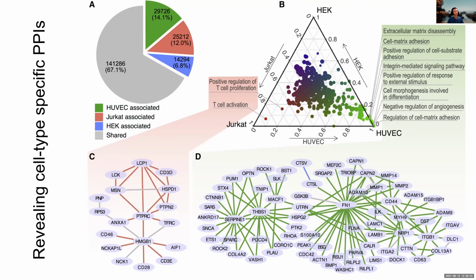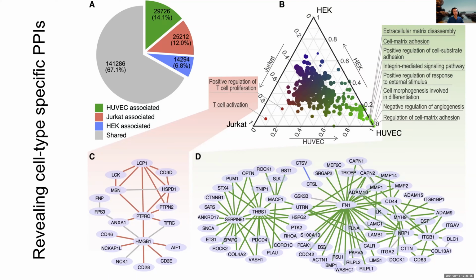Here we simply dissected these 200,000 PPIs into the following categories. They are either shared or tend to be more enriched in one of the 3 cell types. You can see that approximately 60% to 70% of the PPIs are perhaps shared, but somewhere between a quarter and maybe 30% of the PPIs can perhaps be attributed to a particular cell type.